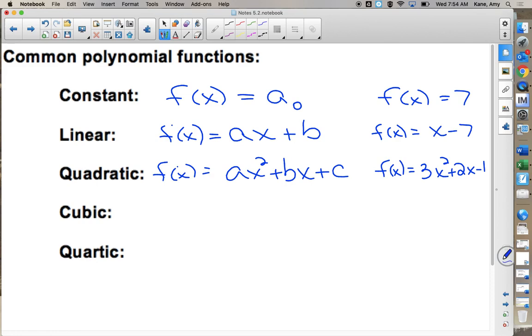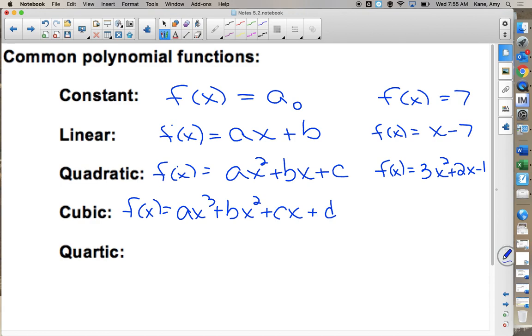So what would a cubic equation look like? Peter, what would a cubic equation look like? Plus d. So every time we add a power, we get an extra letter or number in the end. Each one of those letters, A, B, C, D, they're just constants. They're coefficients. They're numbers that are attached to our powers.